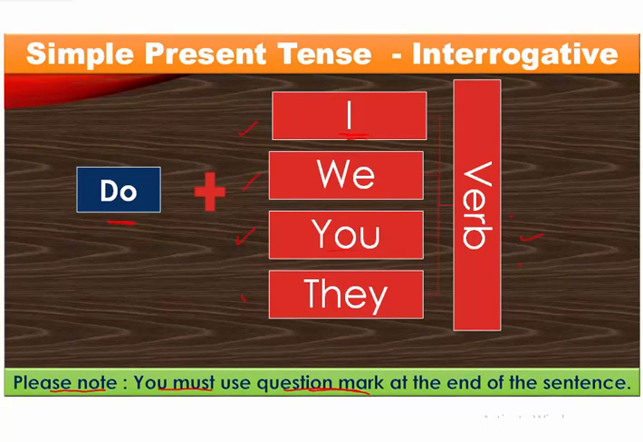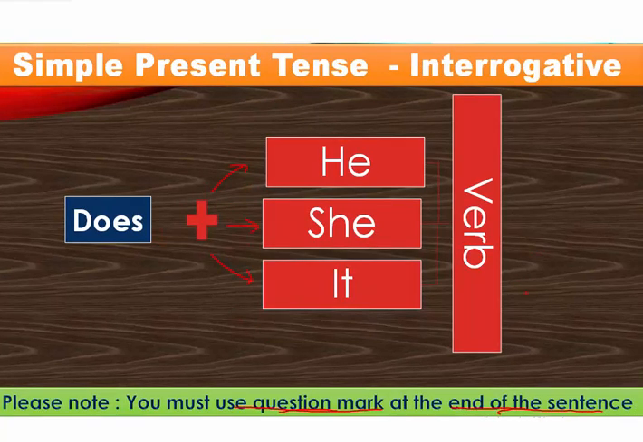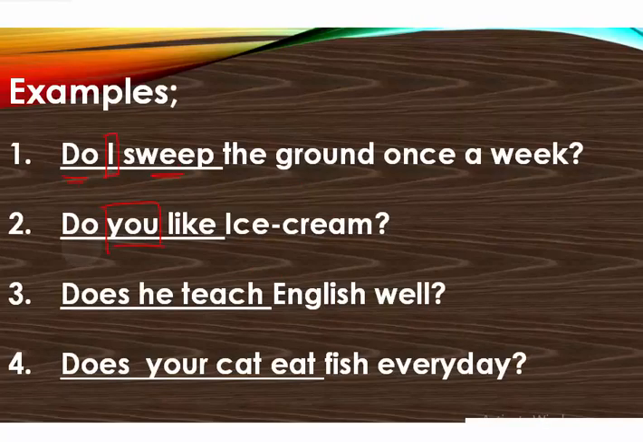When you comes, we have to use do. Do plus you plus verb. Do plus you, do plus you plus verb, like: Do you like ice cream? At the end of the sentence, we are using a question mark. That is very much important.